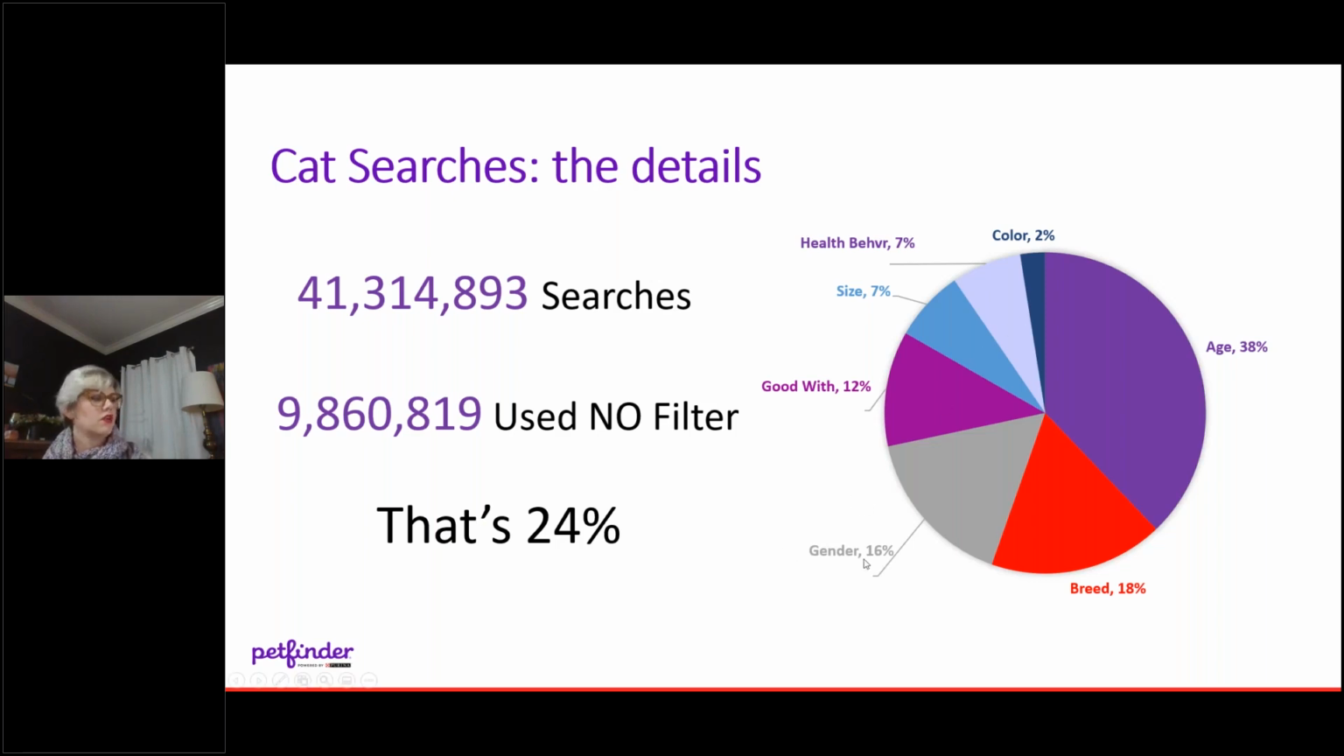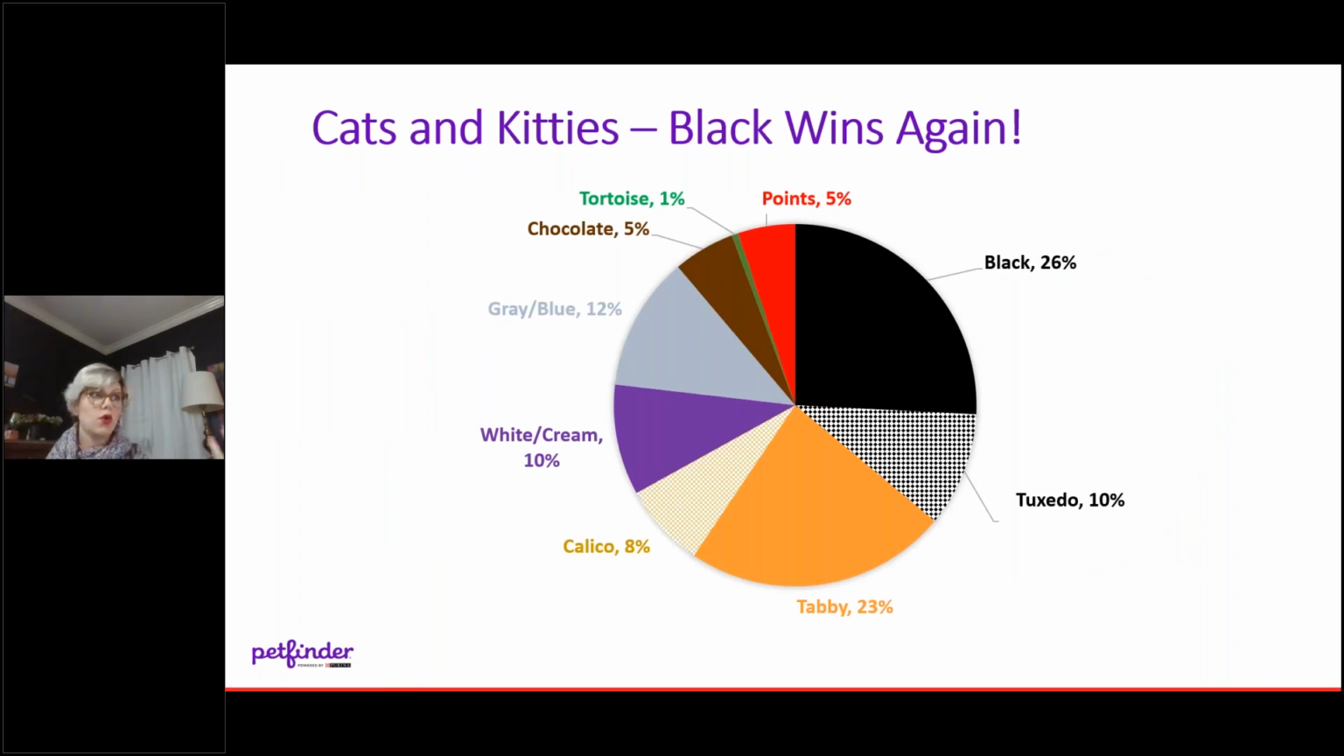And then you have the other characteristics noted. So diving into those, once again, the black cats and kitties rule. So that was really surprising to me as well. But black and tuxedo, those combined, it's the same percentage of search frequency that the dog filter for black was used.